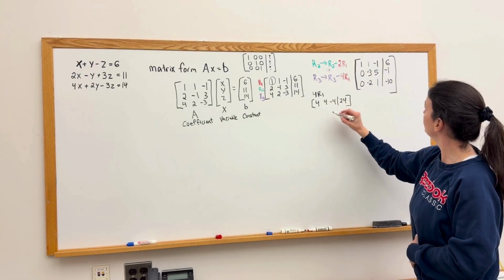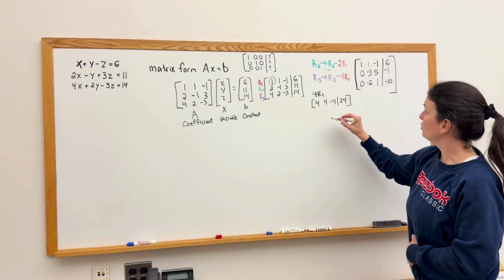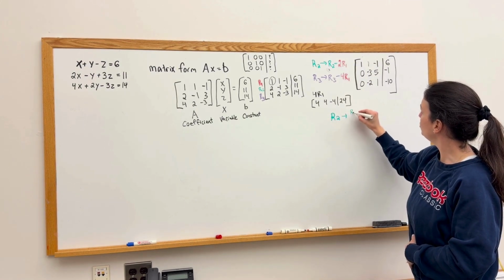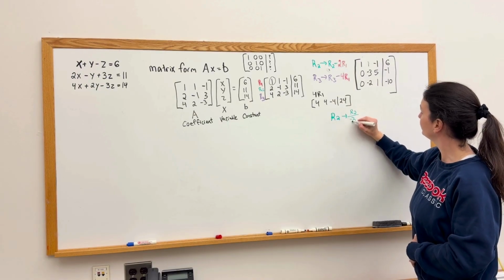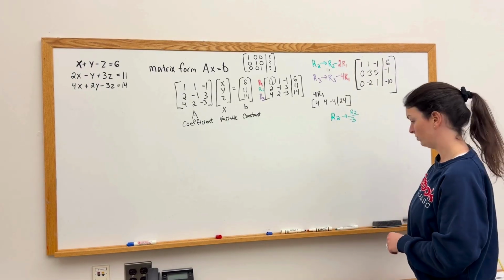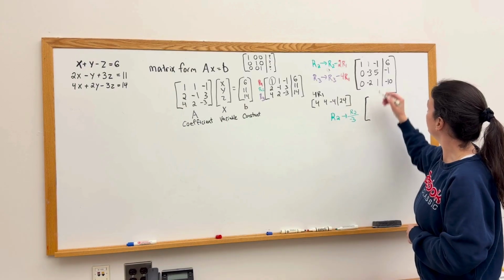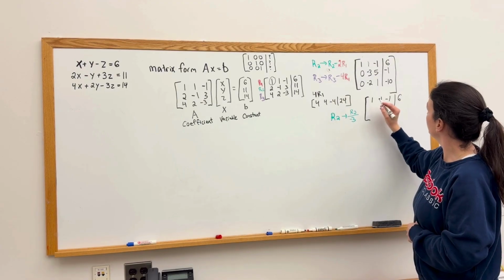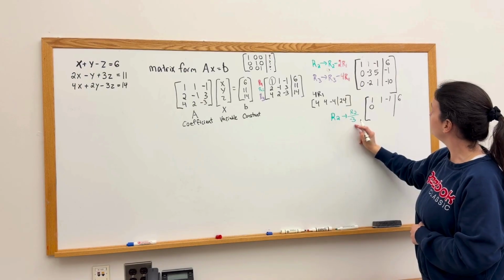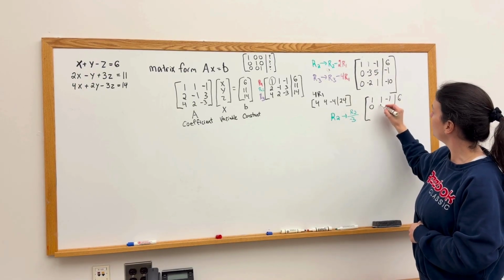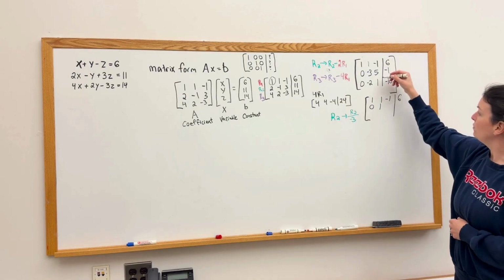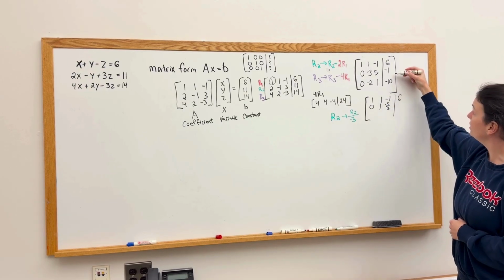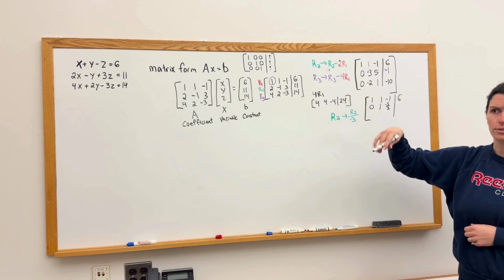Did I say row 3? I meant row 2. Row 2 is going to become row 2 divided by negative 3. Everything else is the same in the other rows: 1, 1, negative 1, 6. 0 divided by negative 3 is 0. Negative 3 divided by negative 3 is 1. 5 divided by negative 3. And then negative 1 divided by negative 3 is positive 1/3.